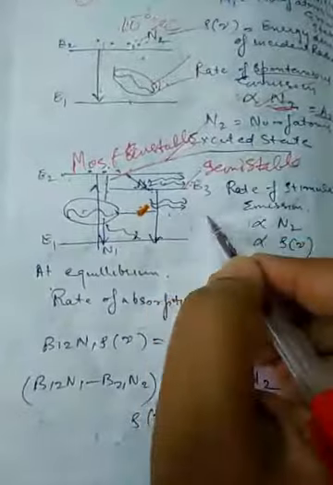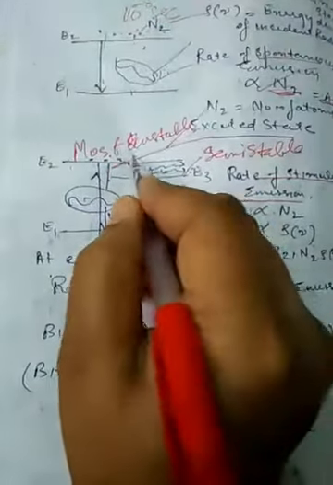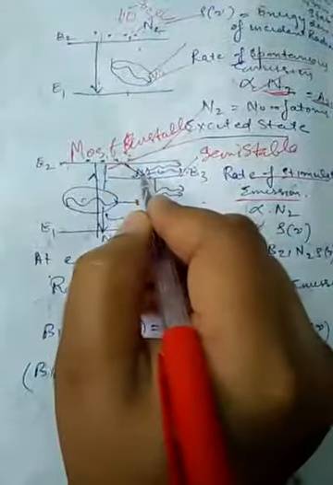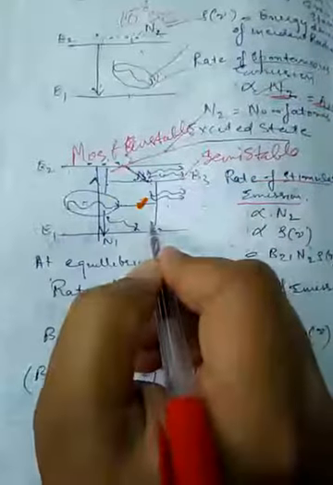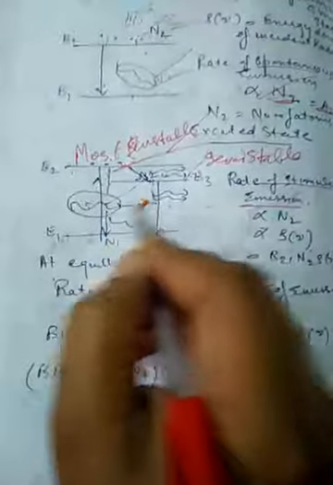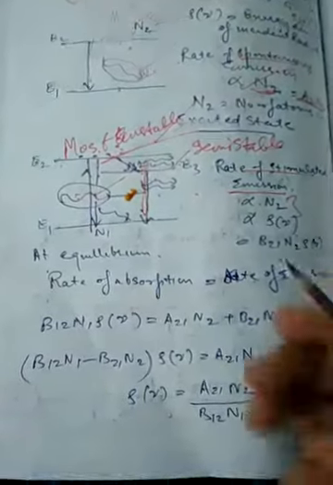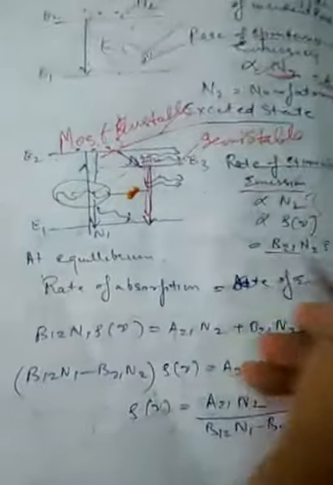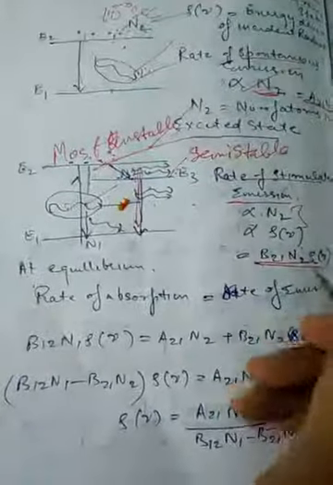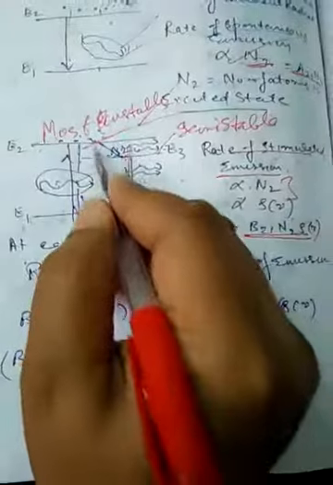Now the rate of stimulated emission depends upon the number of atoms in the excited state, because only those atoms will come here and then stimulated emission occurs. It also depends upon the energy density, because if there is no incident photon, no stimulation will occur, and hence no stimulated emission takes place. So both of them depend upon these two factors. So we will write it here as B21 into N2 into rho mu. B21 is used because this level is very close to it.